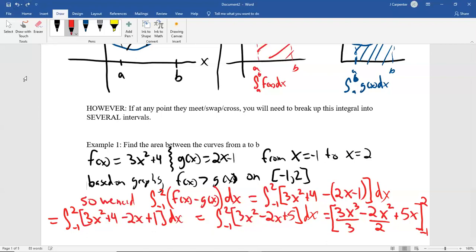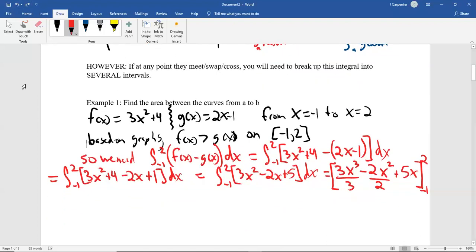I will show the textbook's way for once, though. Before we do the evaluations, let's reduce the 3's and the 2's. So this is x cubed minus x squared plus 5x, and then we're evaluating that between -1 and +2. Those are the upper and lower bounds. So let's plug in the 2 first. We get 2 to the third minus 2 to the second plus 5 times 2.